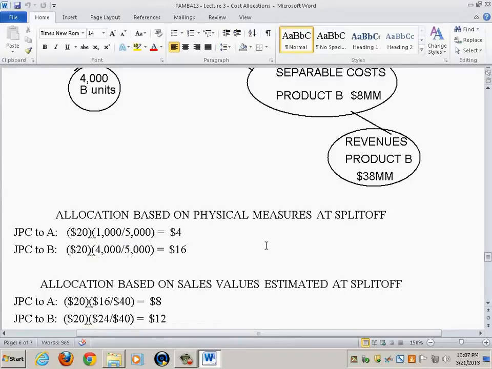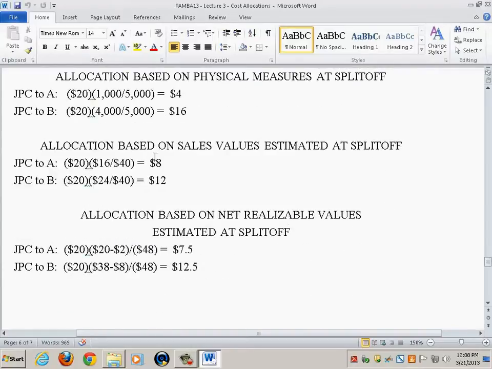Now, why do we use physical measures to allocate the costs? Because they're there. They're numbers, they're there. There's no really logical reason to believe a priori that the 20 million have to split by the ratio of the physical number of units of the respective products, but it's one arbitrary way to do it. Let's look at two other methods.